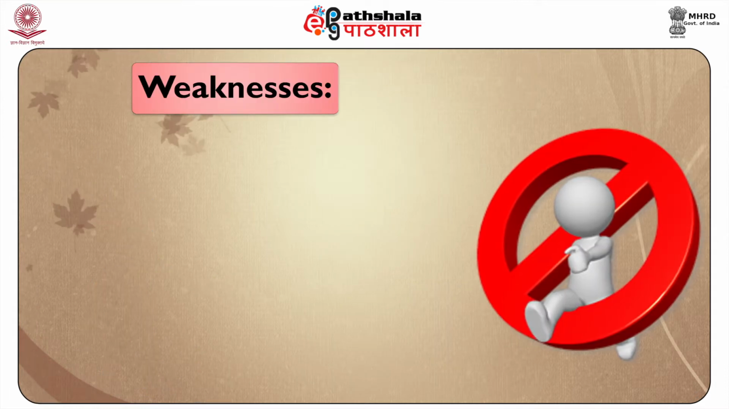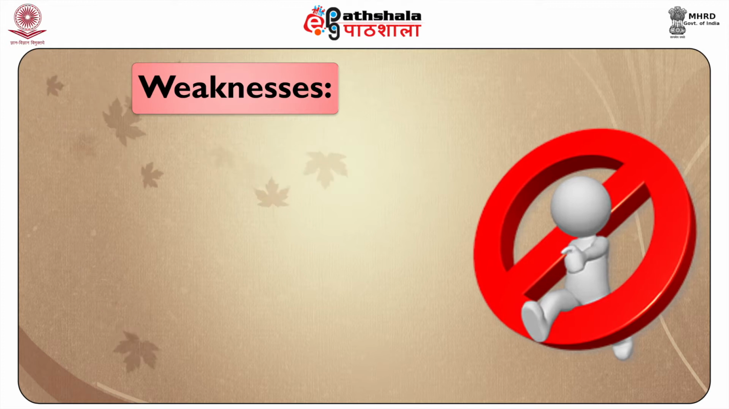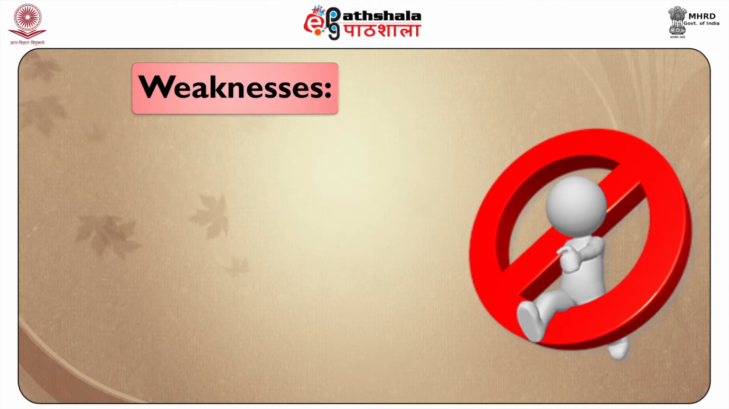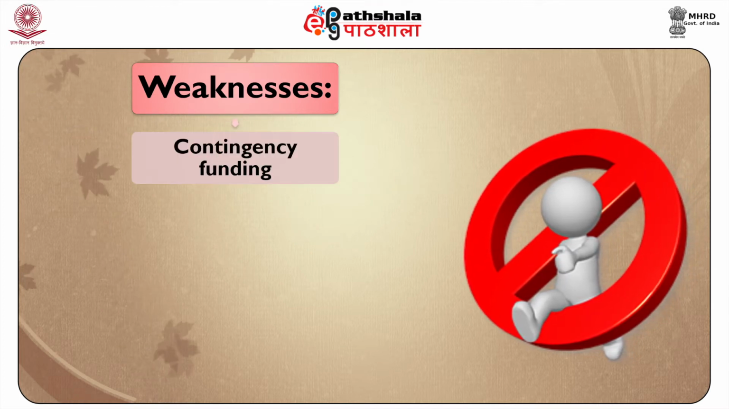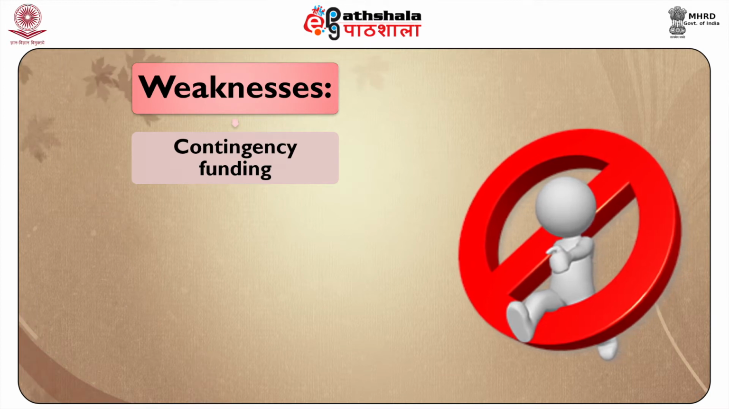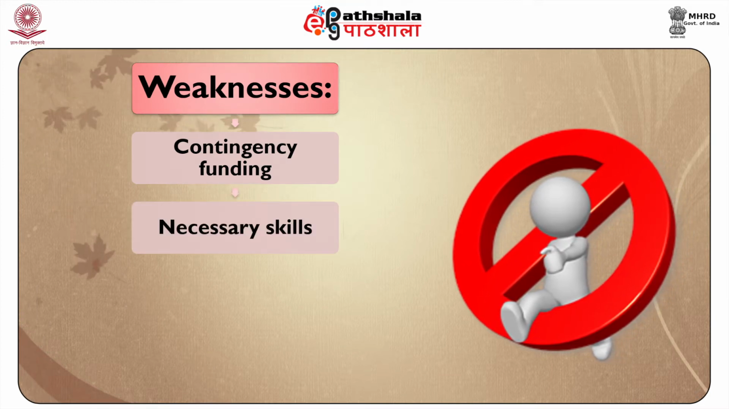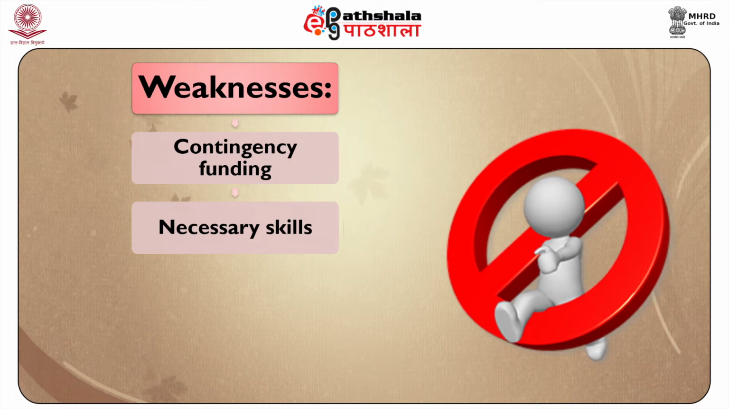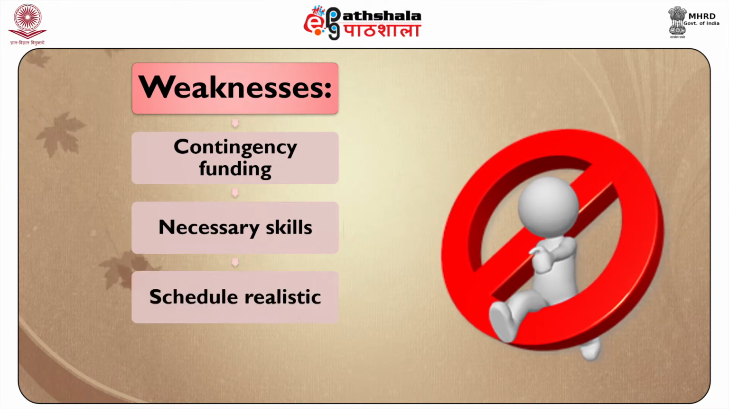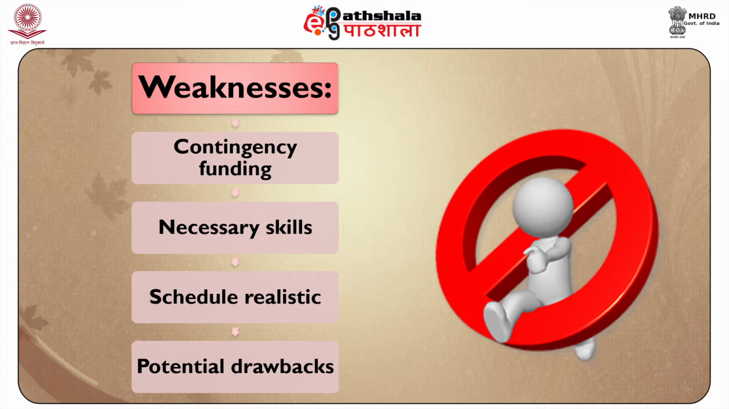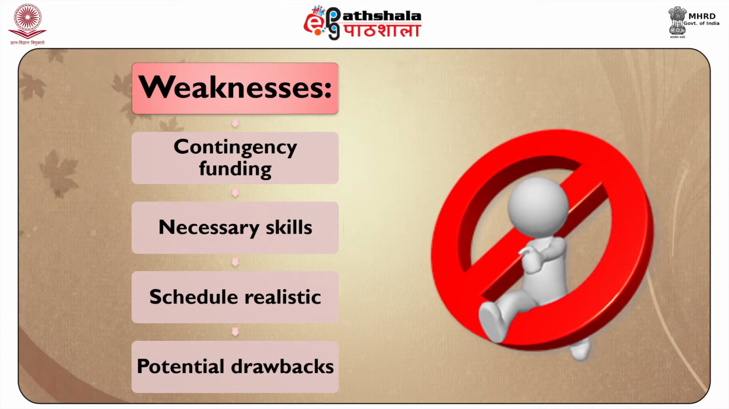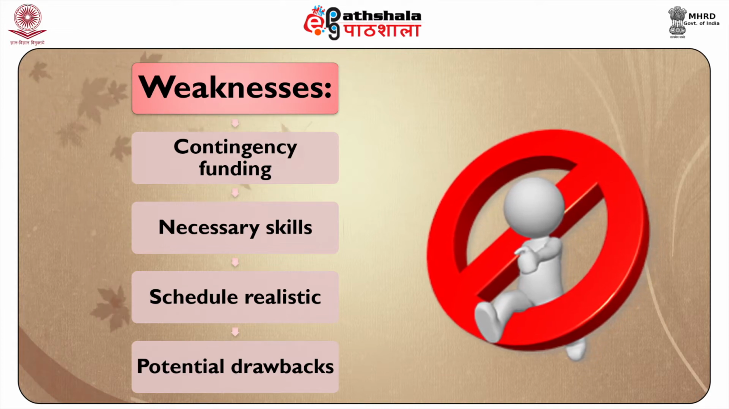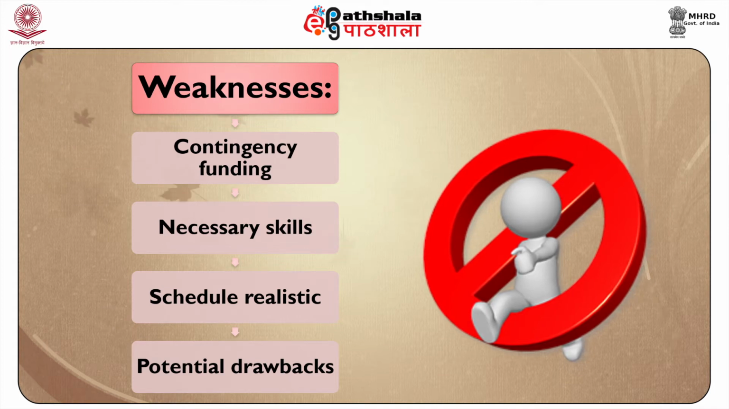Coming to the weaknesses, we can ask, does the organization have the resources to provide contingency funding? If the team does not have all the necessary skills, what areas need to be outsourced? Is the schedule realistic? What are the potential drawbacks of the project? These are some of the questions that we need to ask to elicit the weaknesses.